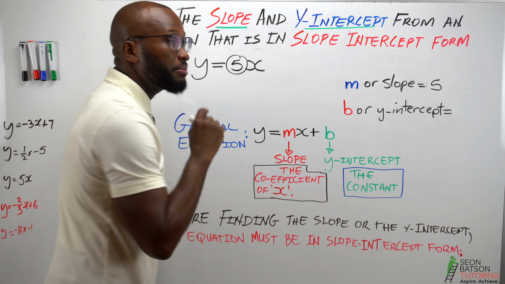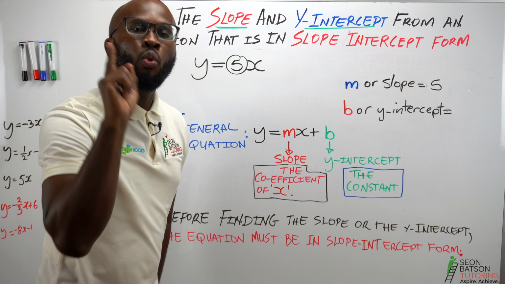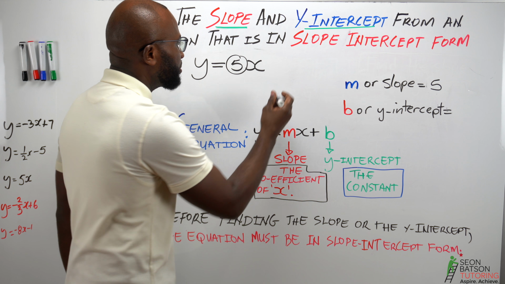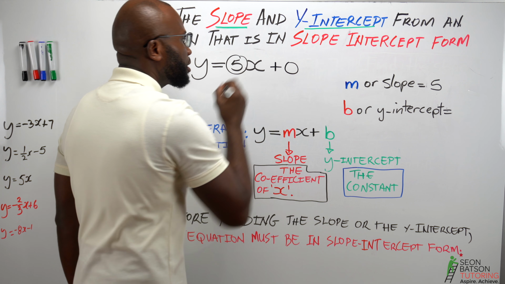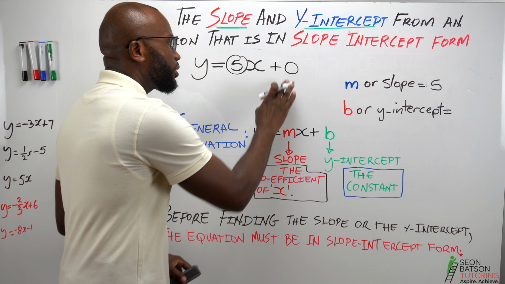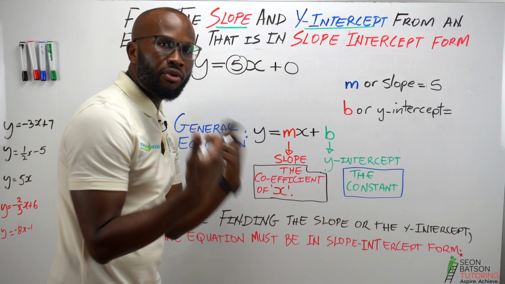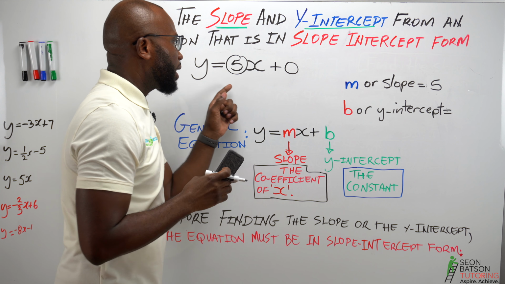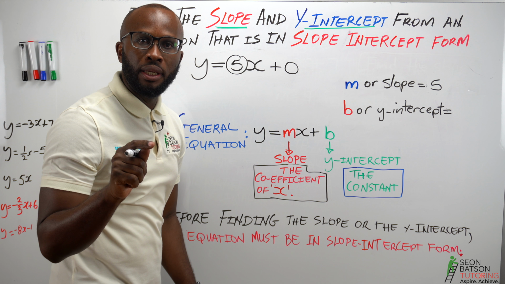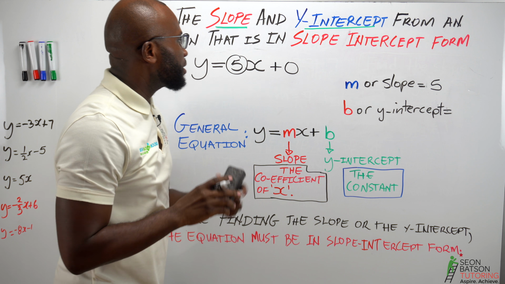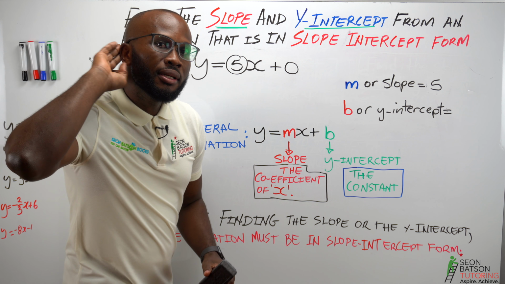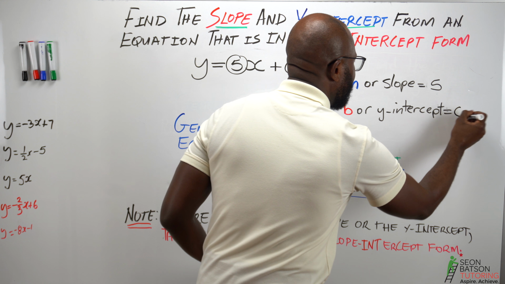The constant is missing. I wonder why. Well, the reason we do not have a constant is because the constant is really 0. Yes? But because the constant is 0, we do not write 0 as part of the equation. So whenever the constant is missing, you always have to remember that the constant will be 0. So since the constant is 0, b, or the y-intercept, is very good, 0.